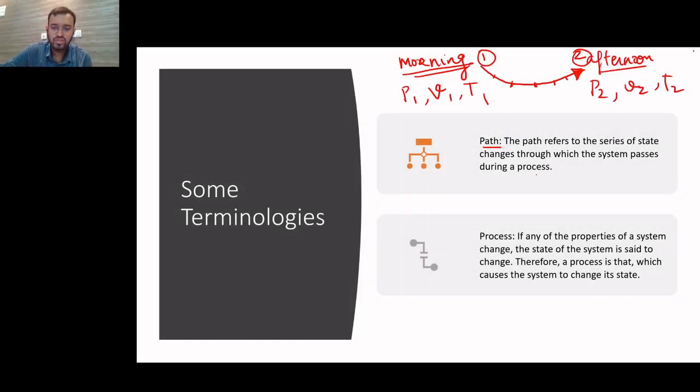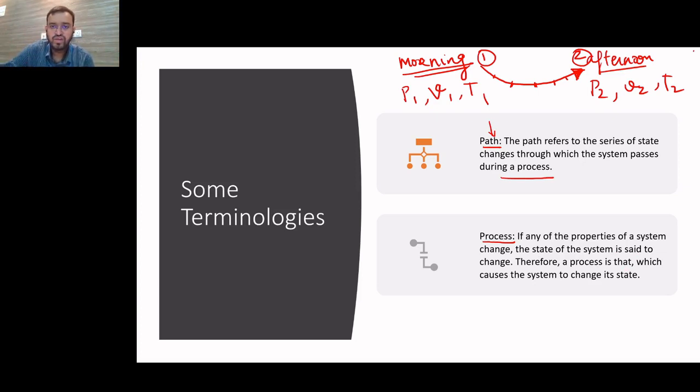Then we have to talk about something called a process. Now we talked about a path. What is a path? Path refers to a series of state changes through which a system passes during a process. So a process is something that, if any property of a system changes, the state of the system is said to change. All right. Therefore, a process is that which causes the system to change. So a process is something that causes the system to change.